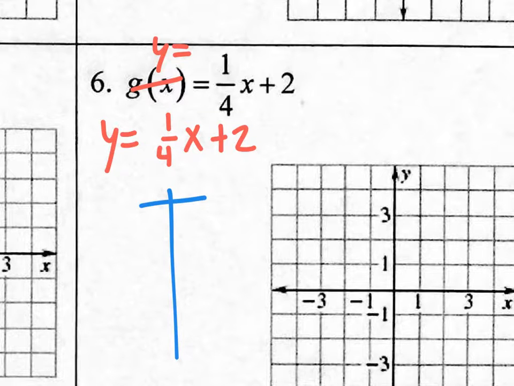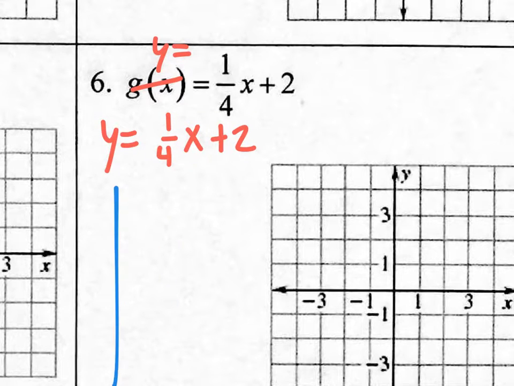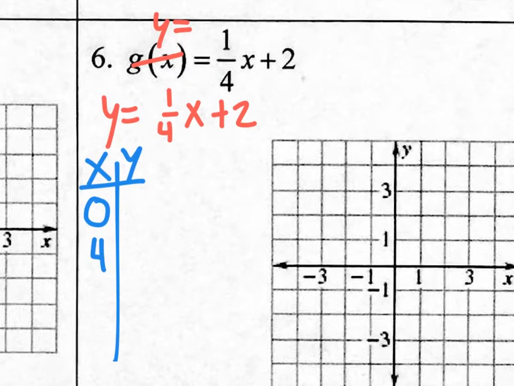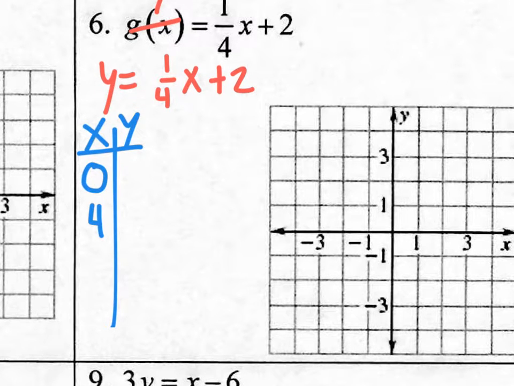Now, you know what? Let me make it more to the left so I could have more space. XY table. Okay, so for my inputs, I could always use 0. 0 is a great option, always. But what other numbers would be nice? Exactly, 4. And you know what? That's really all you need. But you could also use 8, or you could also use -4. I'm not going to use 8. You know why? Because 8's going to be off the graph. But I will use -4.